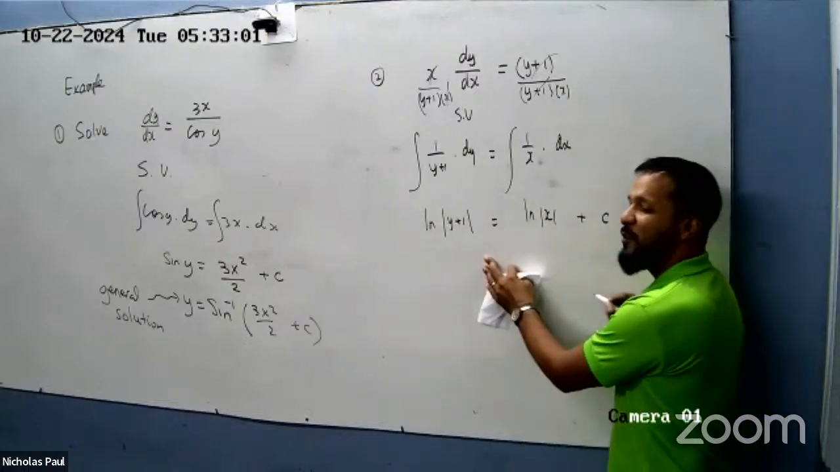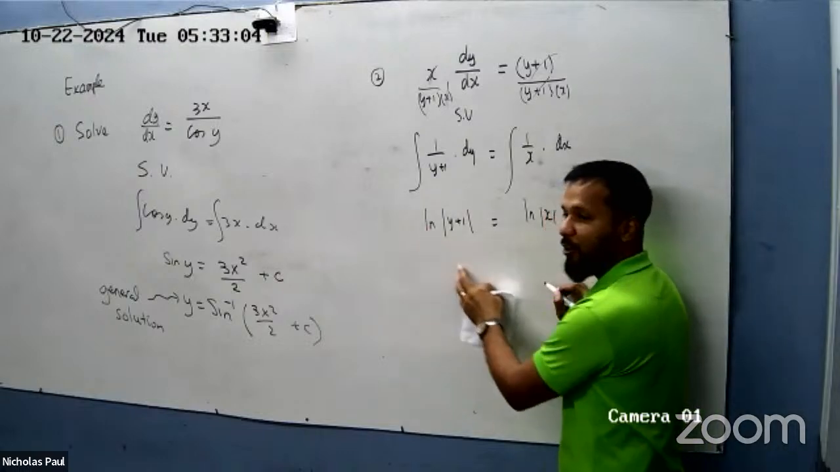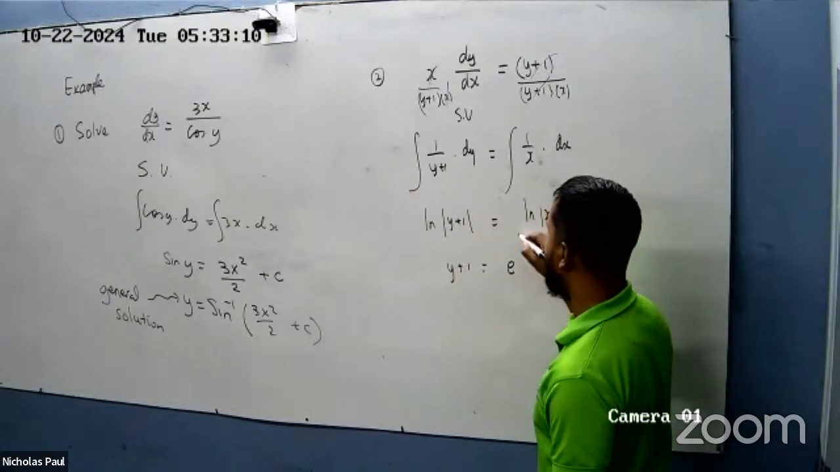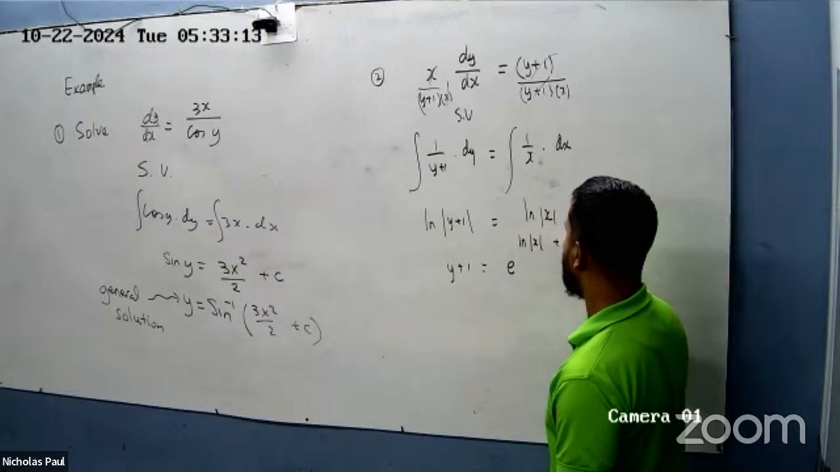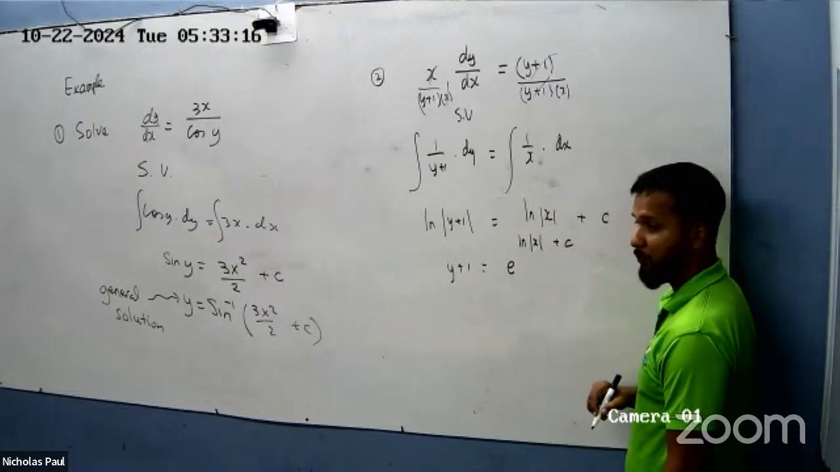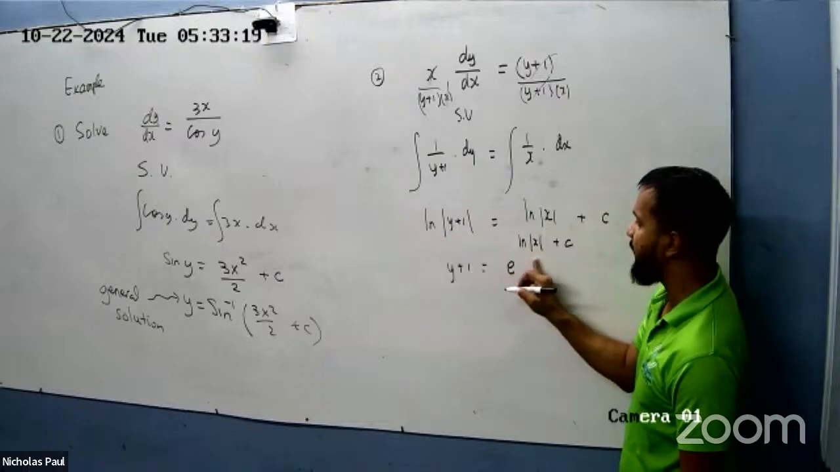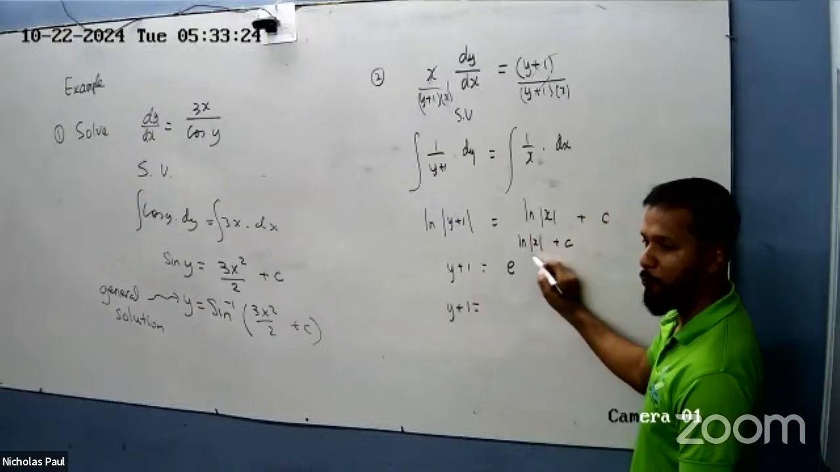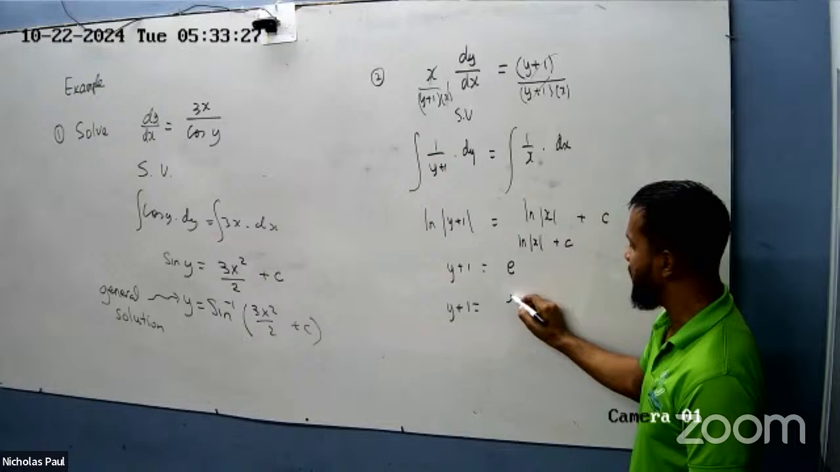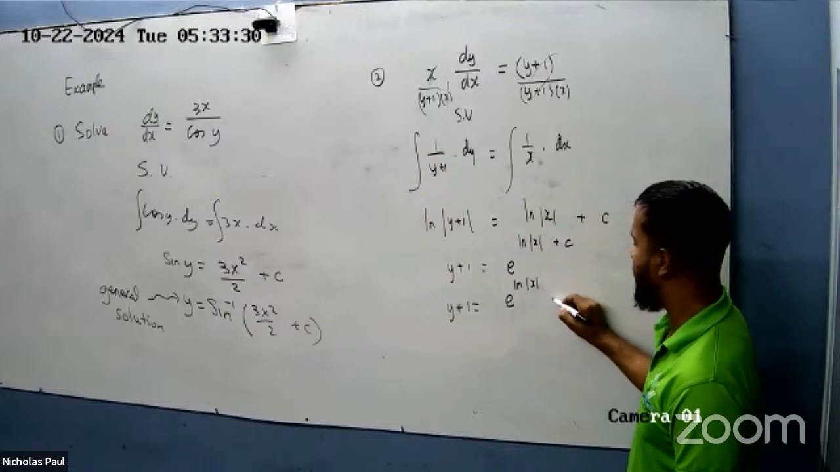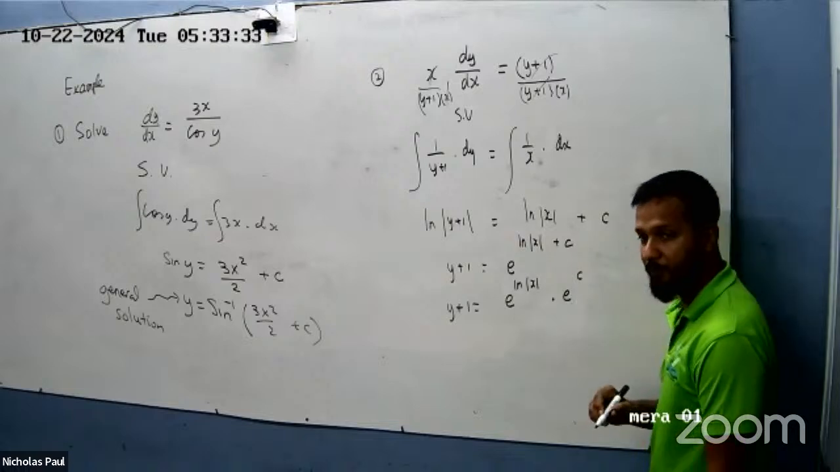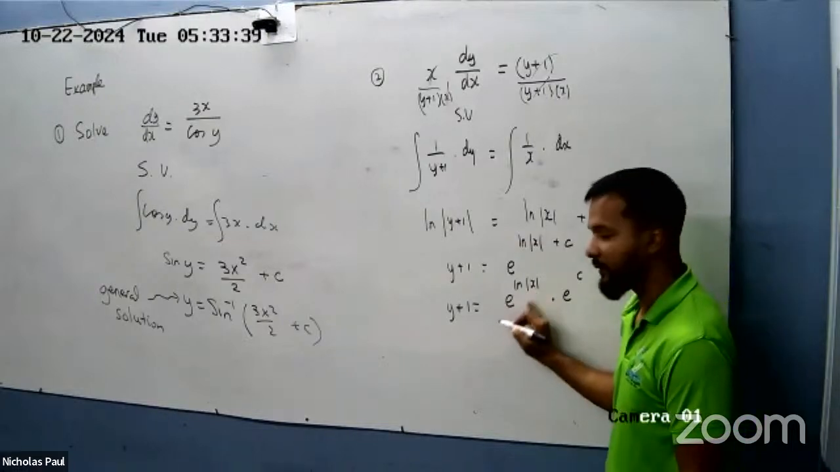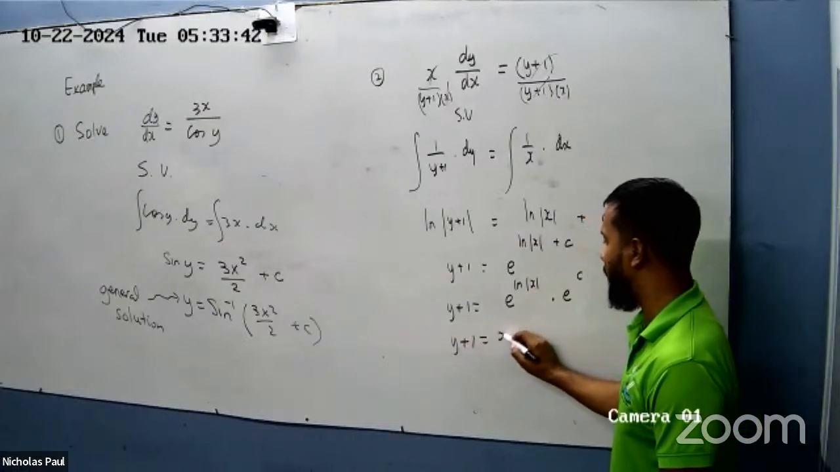So when you reach here, all you can do is carry across the ln. What's the inverse of ln? So you'll get e to the power ln x plus C. But we could break this up, since there's an addition here. So this is e to the power ln x multiplied by e to the power c. What's e to the power ln x? It's x. So y plus 1 is equal to x times e to the c.